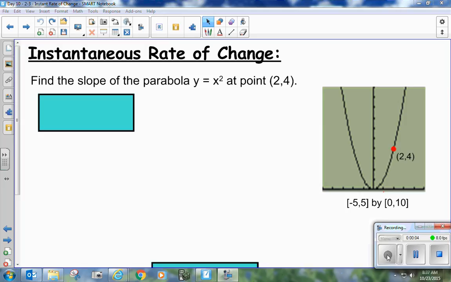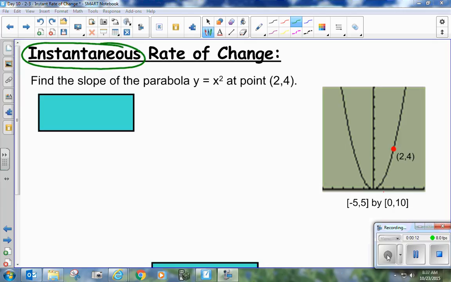Instantaneous rate of change. Last lesson we learned about the average rate of change, and now we're going to find the instantaneous rate of change. Let's find the slope of the parabola y equals x squared at the point (2, 4). You'll see right here there's my parabola, and in red, the dot is at (2, 4).